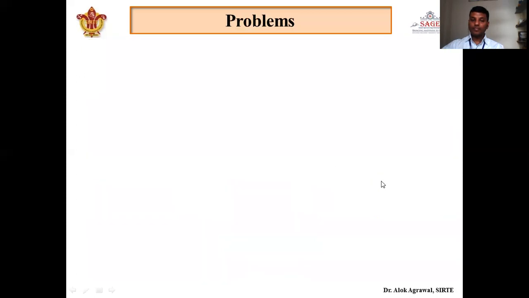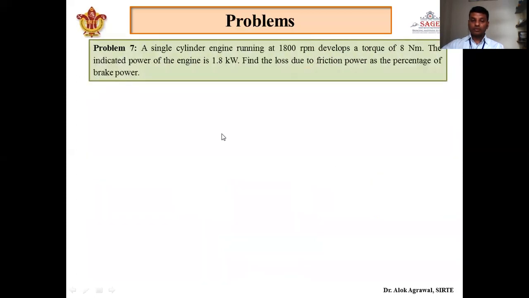Now moving to the next problem. It is a single cylinder engine running at 1800 RPM and develops a torque of 8 Newton meter. So here N is given and torque is given.